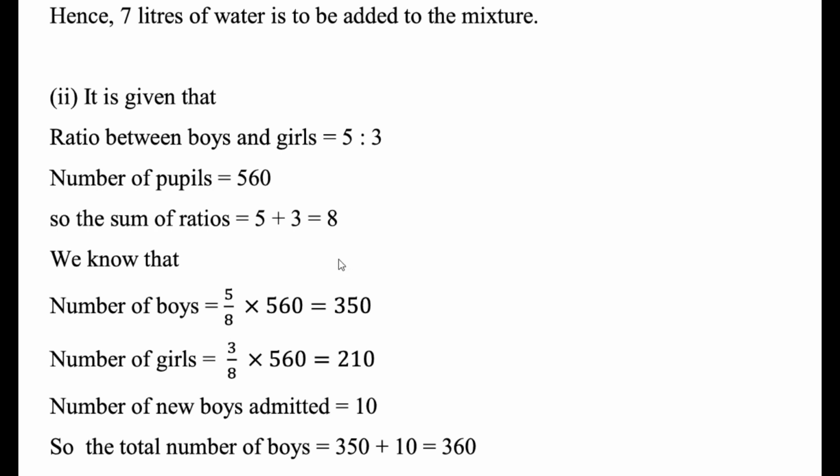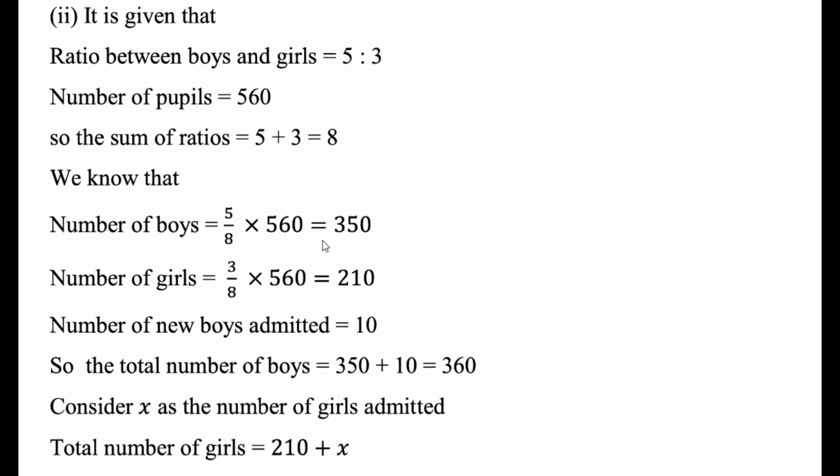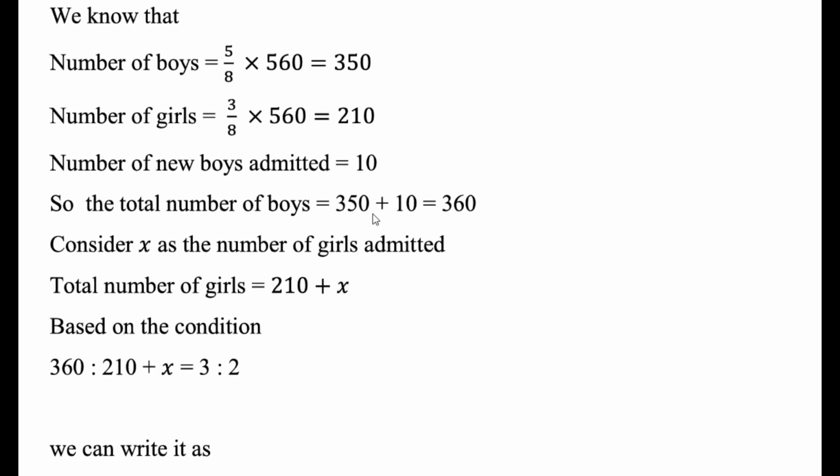The ratio between the boys and girls is 5 is to 3. The total number of students, pupils, meaning school children, they are called pupils, is 560. So 5 plus 3 is equal to 8. Number of boys, 560 into 5 by 8 is equal to 350, and number of girls, 3 by 8 into 560, that comes to 210. So the number of new boys admitted is 10. So the total number of boys is 350 plus 10, equal to 360.